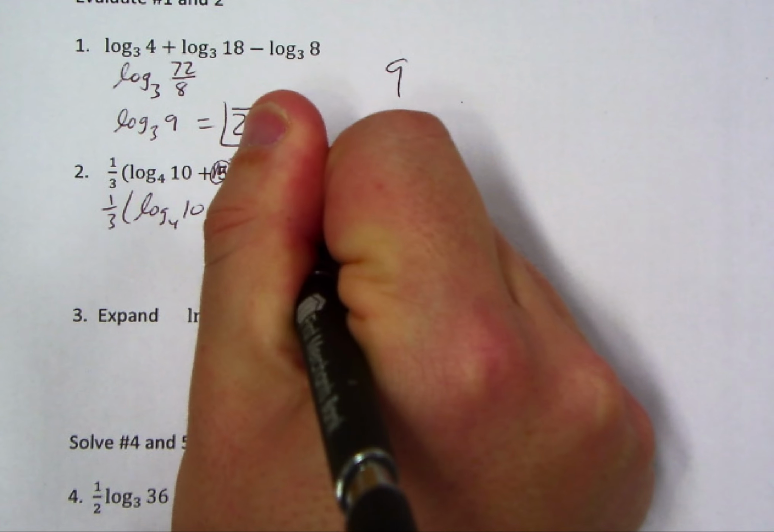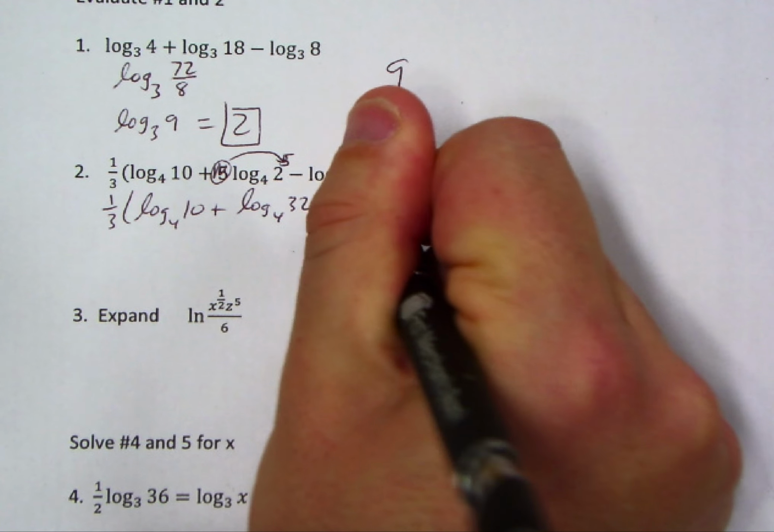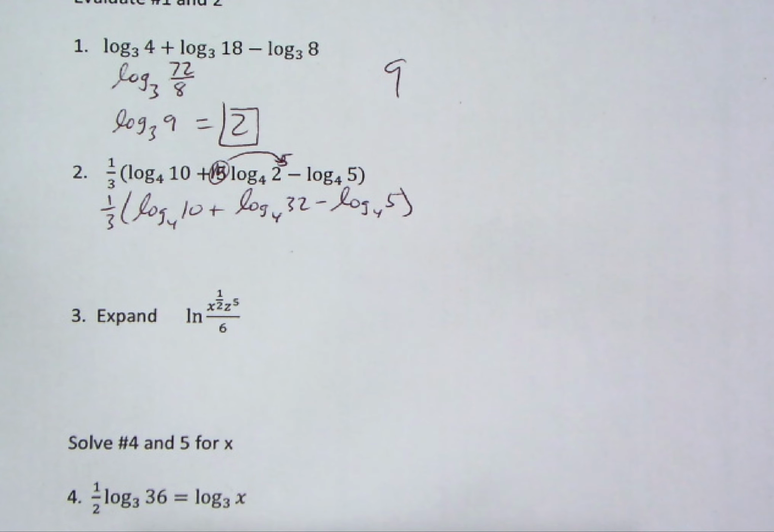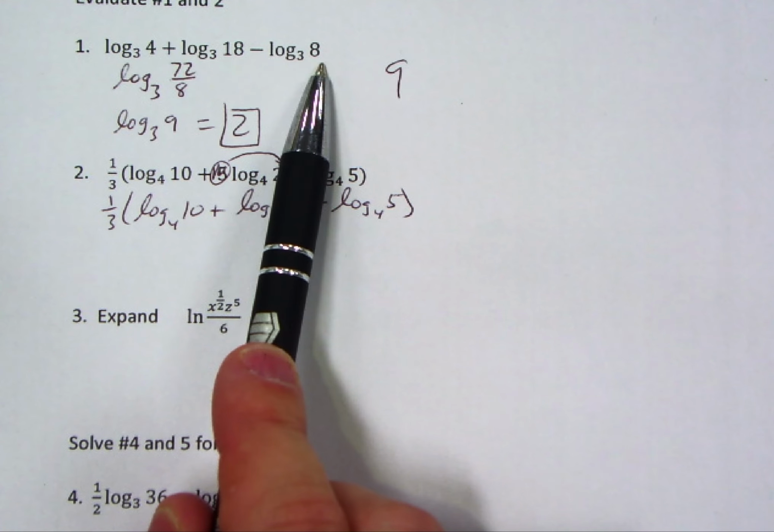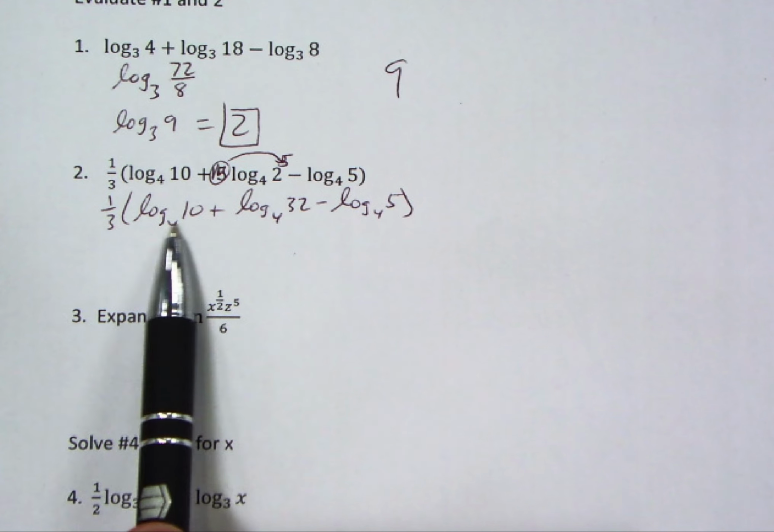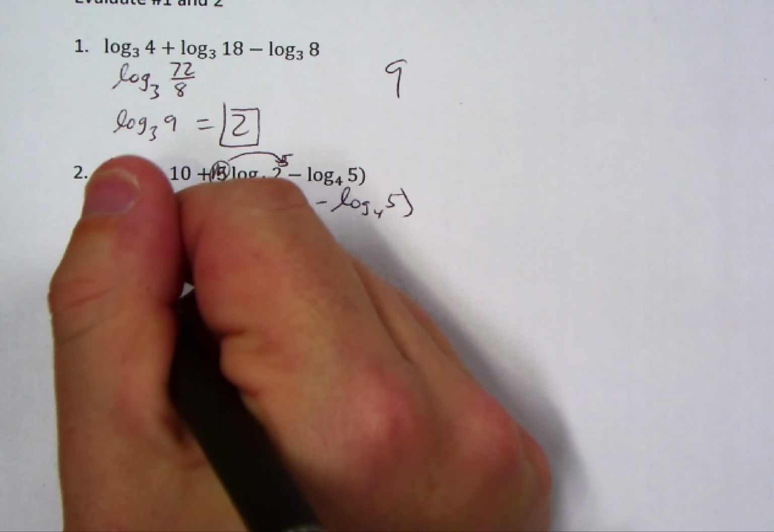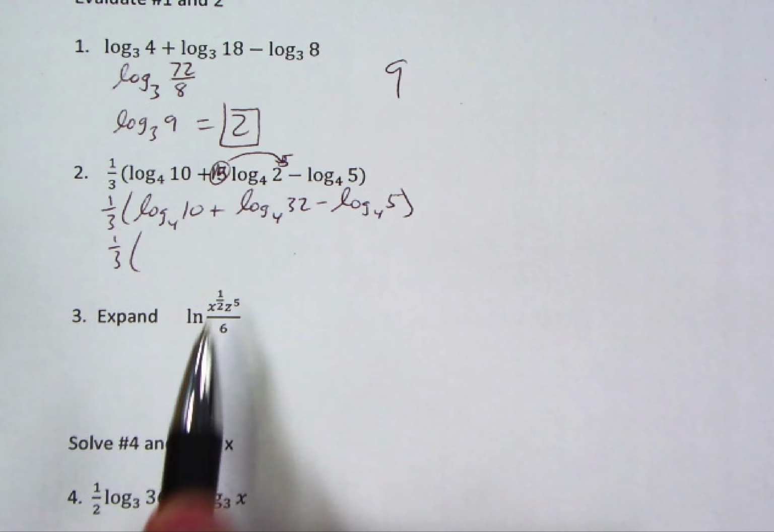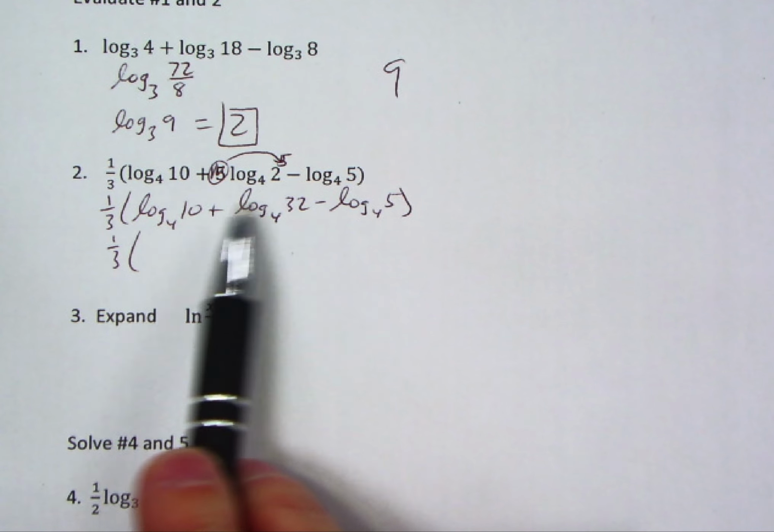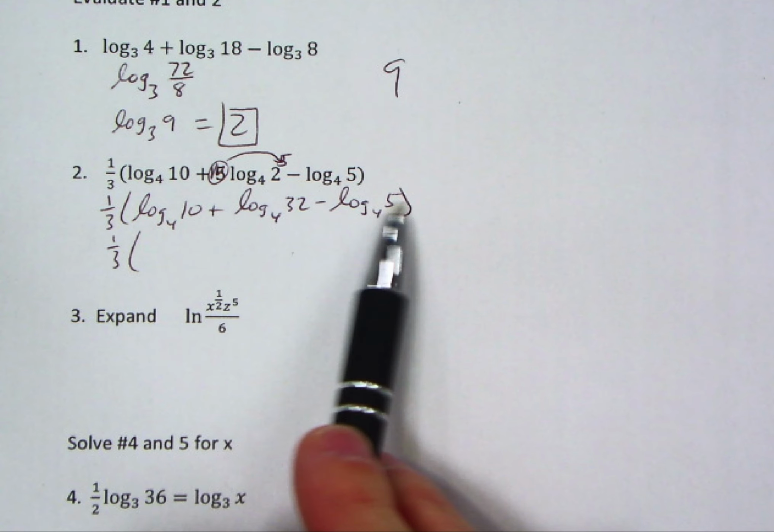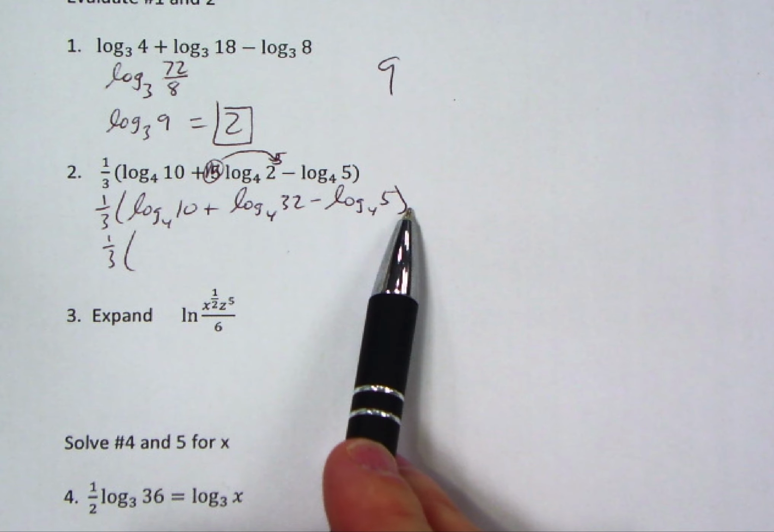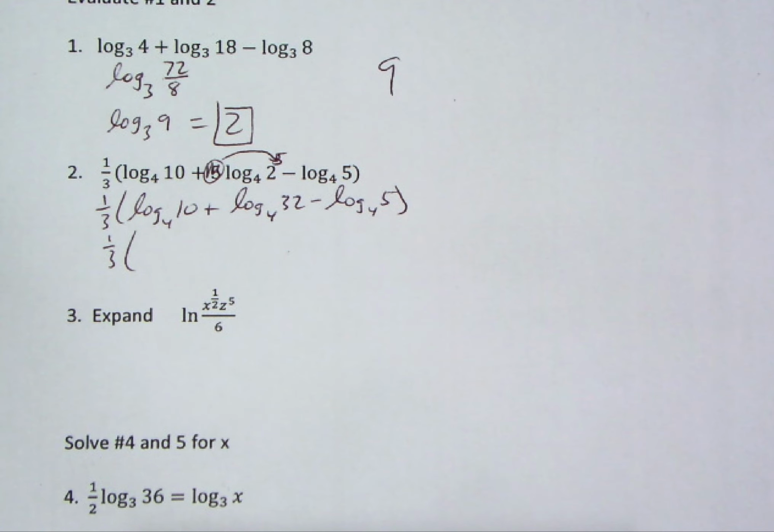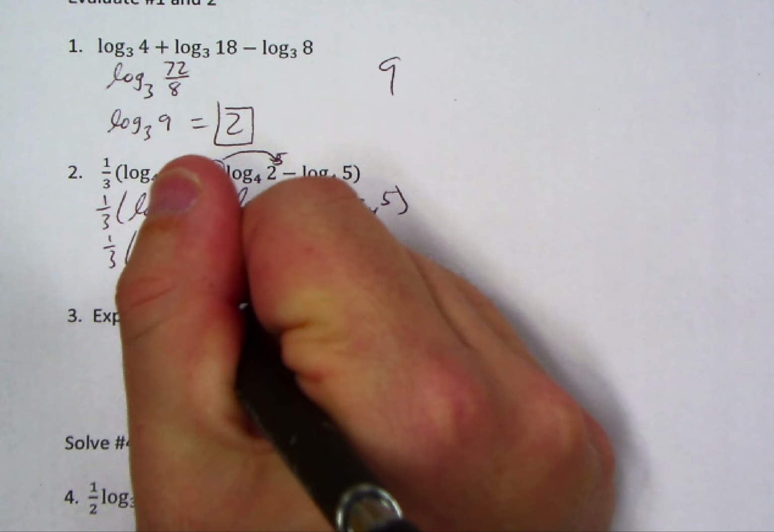I haven't done anything with the logs yet, but all I've done is take the 5 and put it up as a power. But now, inside the parentheses is the same thing I had in number 1. I can combine all these logs first. So I would multiply 10 and 32, because we're adding those logs, and then I would divide by 5. So 10 times 32 is 320, divided by 5 is 64. But I have to keep the log base.